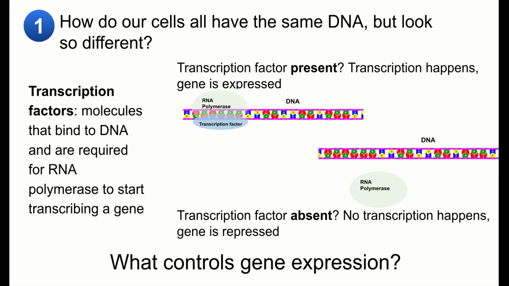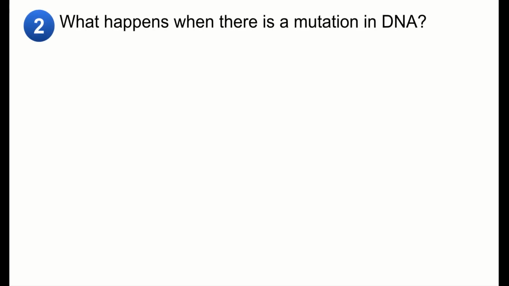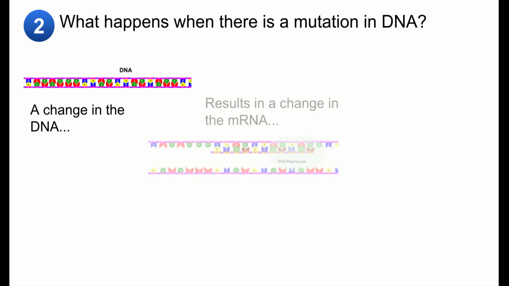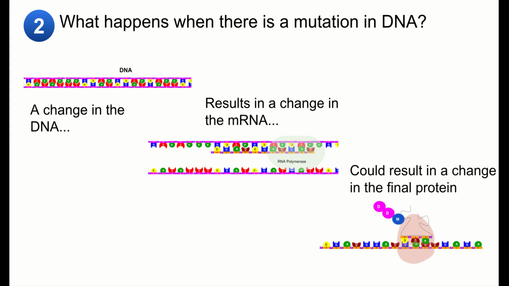So on the top, our transcription factor is present, transcription will happen, and the gene is expressed. On the bottom, our transcription factor is absent, and so no transcription will happen, and the gene is repressed. Now we're ready for question 2. What happens when there is a mutation in DNA? A change in the DNA results in a change in the mRNA, which could result in a change to the final protein. A change in DNA is what we refer to as a mutation.